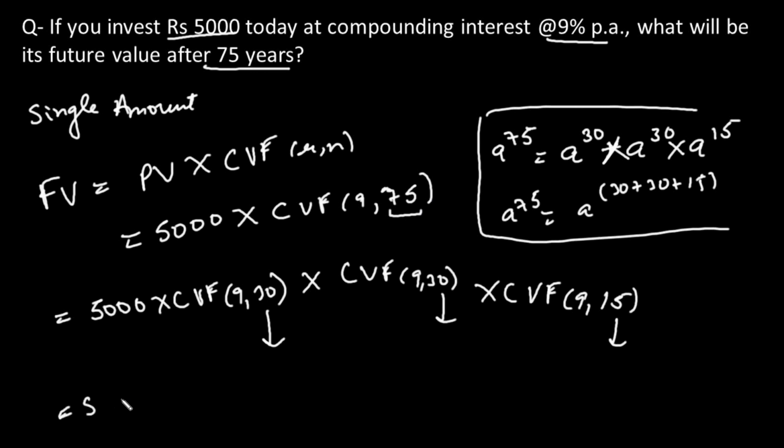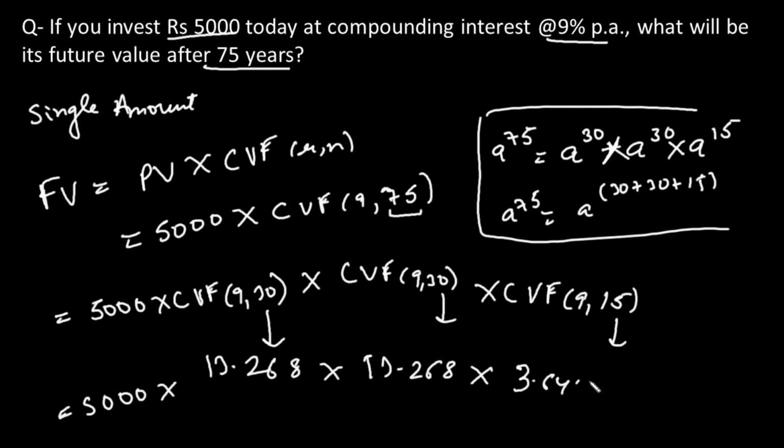So this is 5000 into 13.268 into 13.268 into 3.642, and the whole value will come out to be 32,565.